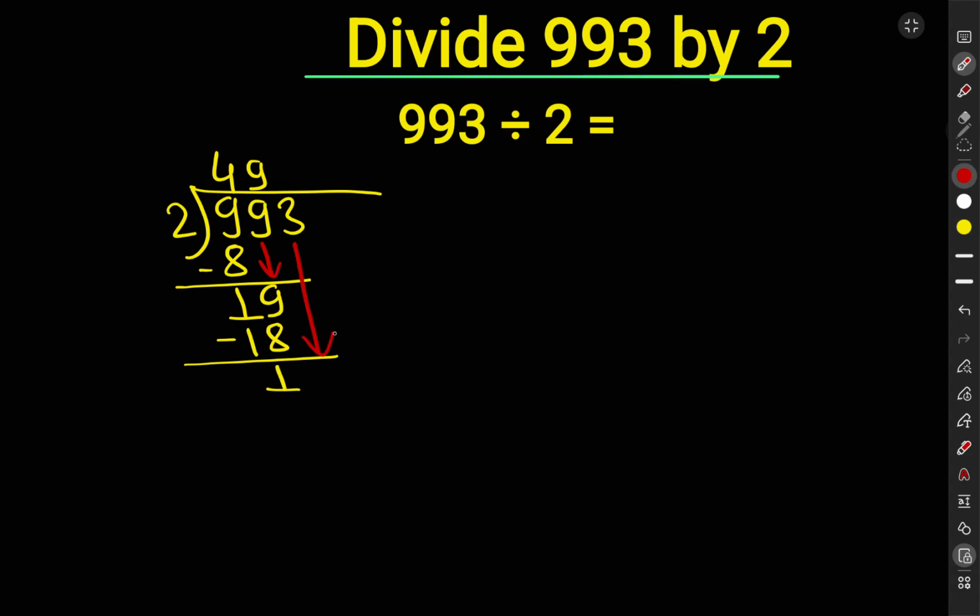So again we put down this 3 and it is 13. So 2 times 6 is 12. On subtracting we get 1.